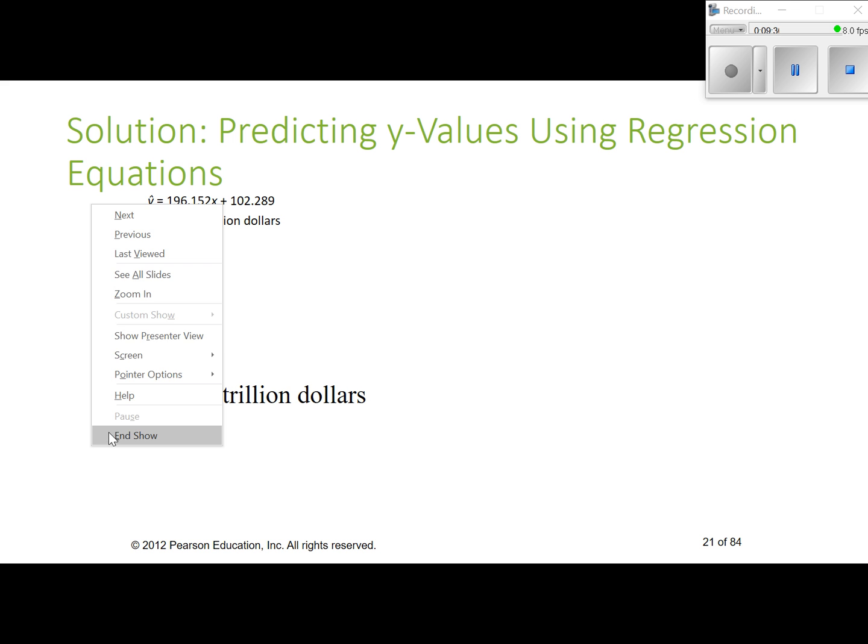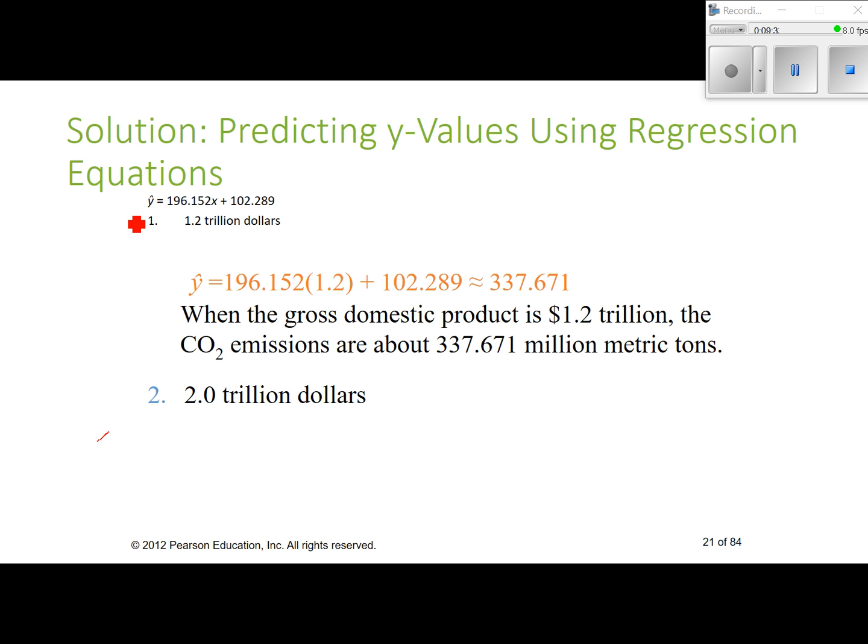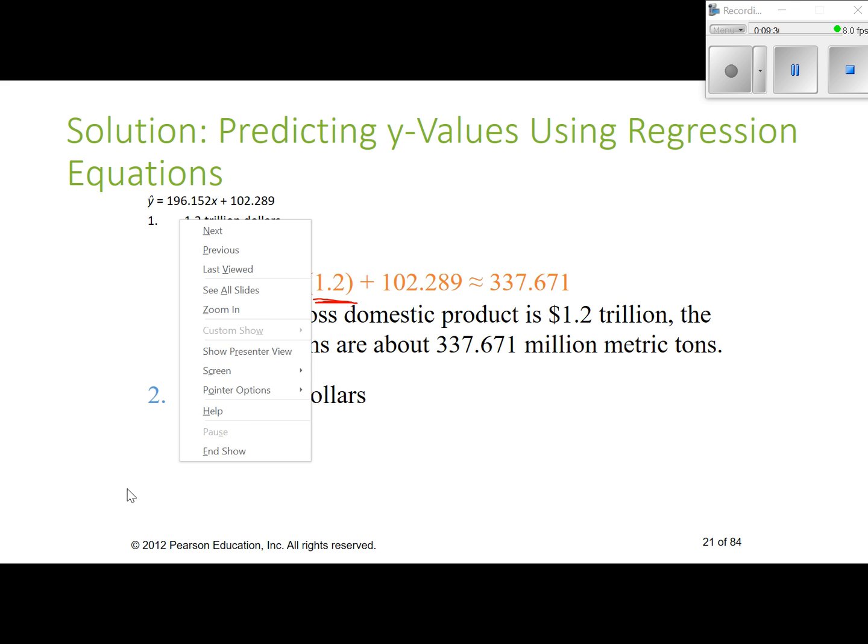We did this last time. This is just, they gave us the equation and we're plugging in there to make predictions.